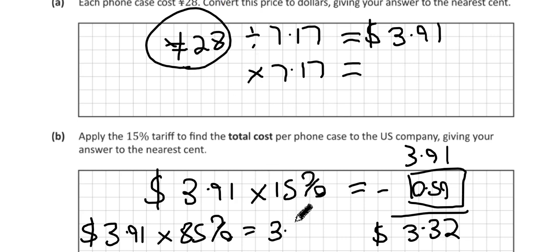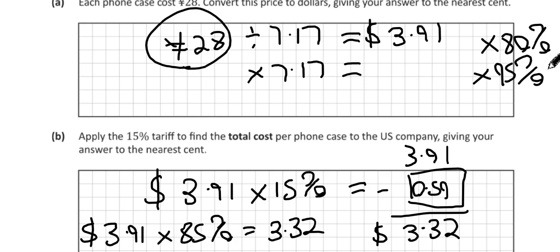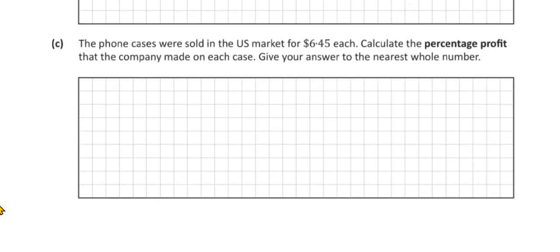3.32. So what I want you to learn from this is, if I multiply something by 80%, guess how much I'm losing? You're losing 20%. If I multiply something by 95%, how much are you losing? You're losing 5%. If you multiply something by 105%, you're increasing it by 5%.